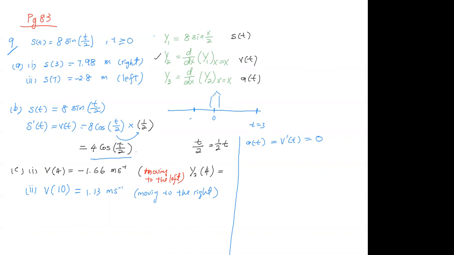Are you okay? So if you differentiate VT, can you tell me what is the answer? Differentiate cos, what do you get? Negative sin. Copy down the angle. Times by, okay, 1/2. Why 1/2, Queen?